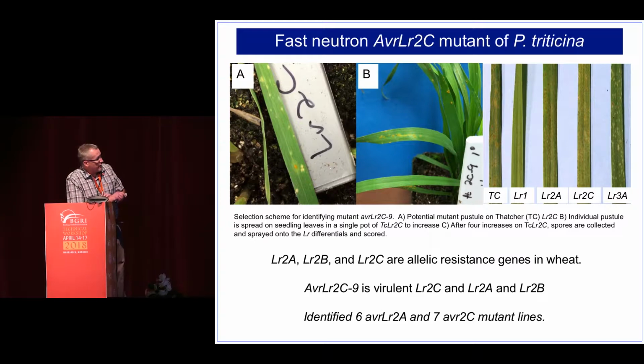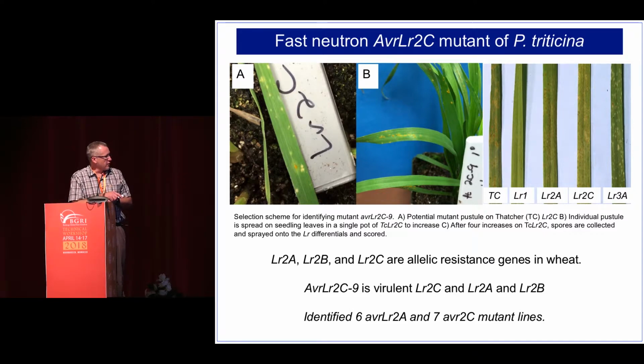Panel A is the mutant that I just showed previously. I take a Q-tip, a cotton swab, dip it in Soltrol, tap it onto that, and then spread it onto an Lr2C plant, which is in the second panel. This is after about 14 days. You can see it's built up. We continue to do this until we get enough spores that I can isolate DNA.